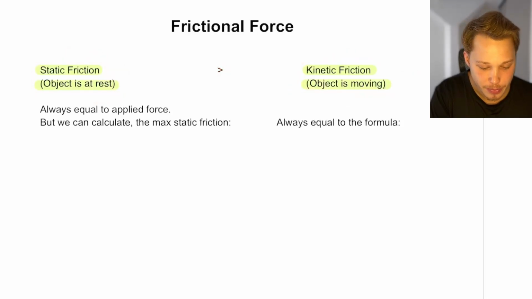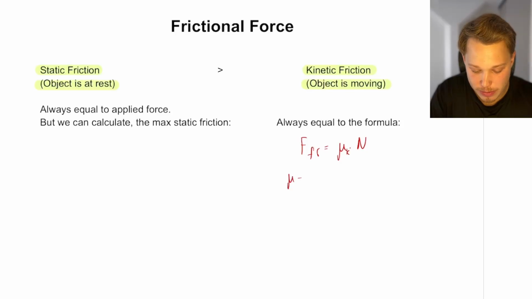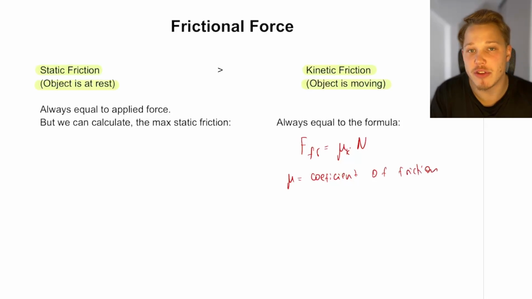Now, kinetic friction is always equal to the formula mu times n. Mu is basically the coefficient of friction. You can think of it as the roughness of the surface. For example, ground will have a greater coefficient of friction than ice, which is pretty smooth. Mu will most of the time be given in the problems, and n is the normal force.